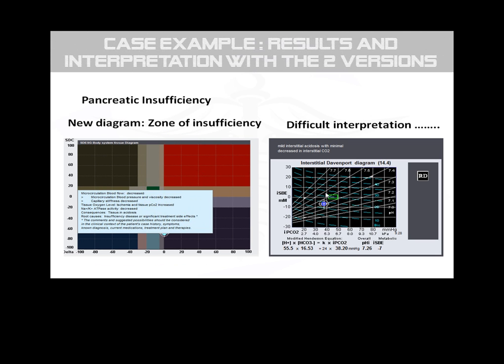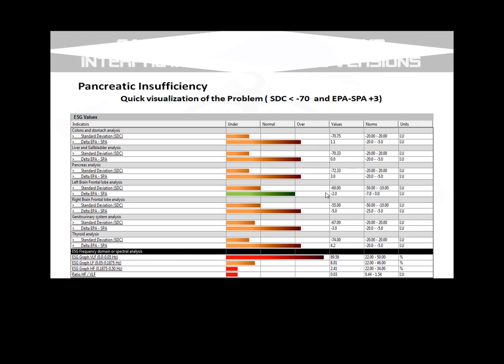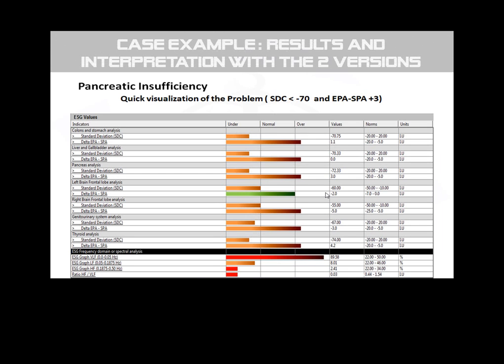New diagram, zone of insufficiency. Davenport diagram, not easy interpretation. Quick visualization of the pancreatic problem. SDC less than -70 and EPA minus SPA plus 3.